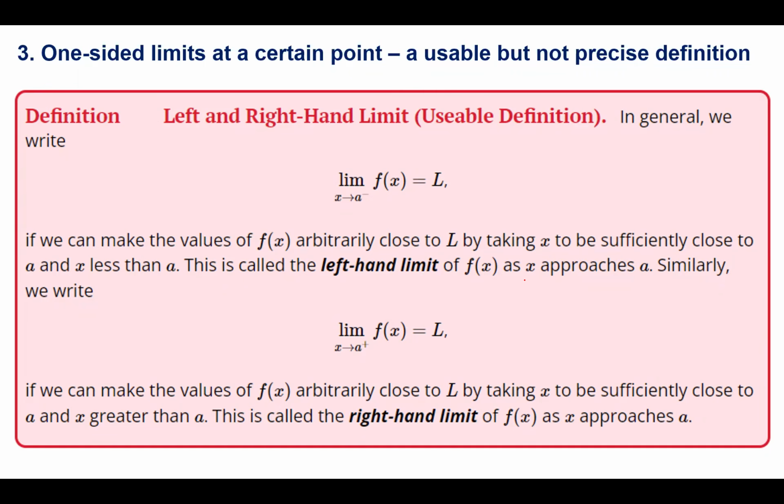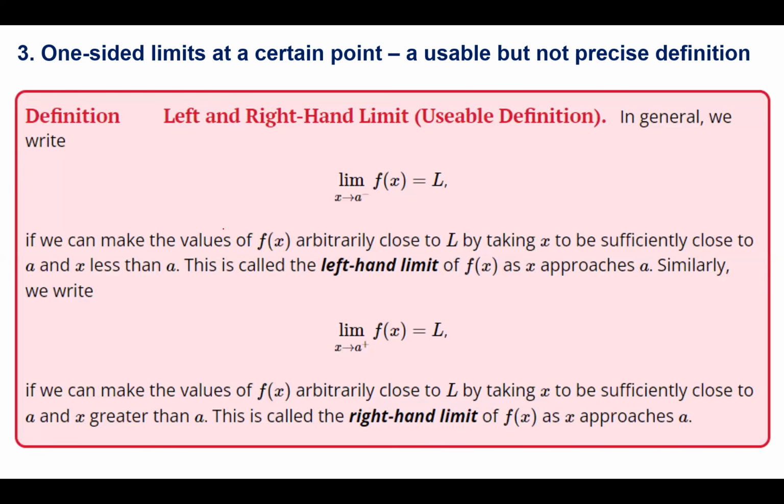as x approaches a. Similarly, we write the limit of f(x) when x approaches a from the right side equals L if we can make the values of f(x) arbitrarily close to L by taking x to be sufficiently close to a and x greater than a. This is called the right-hand limit of f(x) as x approaches a. Okay, so this is the definition of either left or right-hand limit.